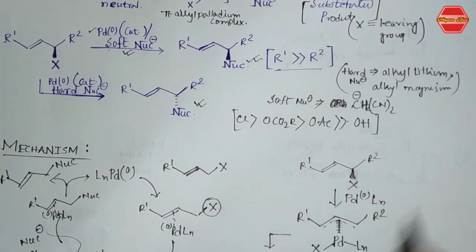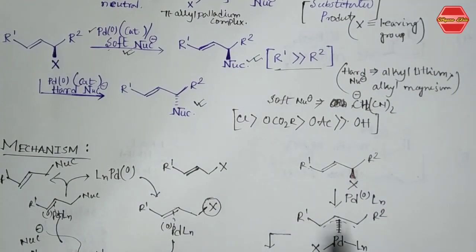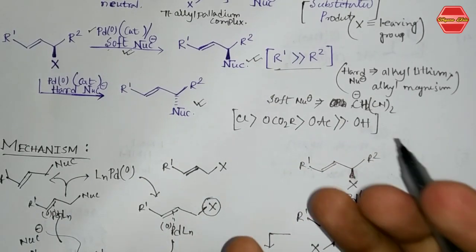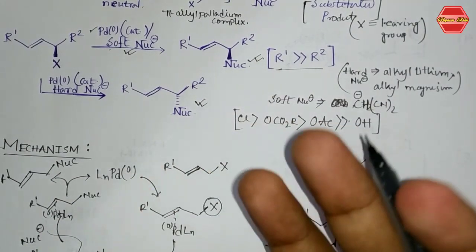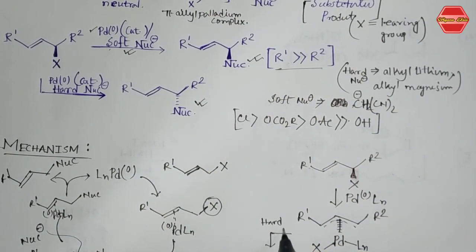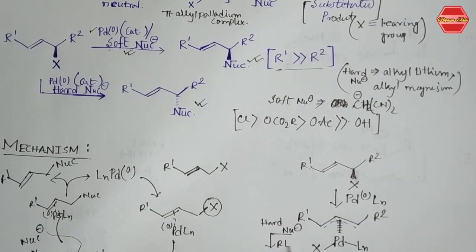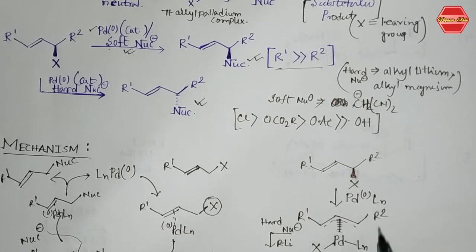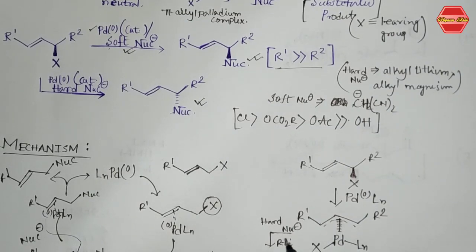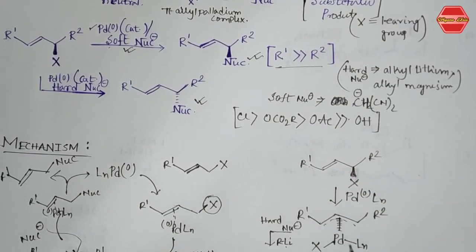Now if we use a hard nucleophile, the hard nucleophile is alkyl lithium or alkyl magnesium. This hard nucleophile first transmetallates with this palladium, then retention, and then the reductive elimination. So if we are using the hard nucleophile, the first step is the transmetallation. If you are using RLi, then LiX leaves from the system, and this R group is your nucleophile. This Li first transmetallates with this palladium, LiX leaves from the system, and this R group is now attached to the palladium.